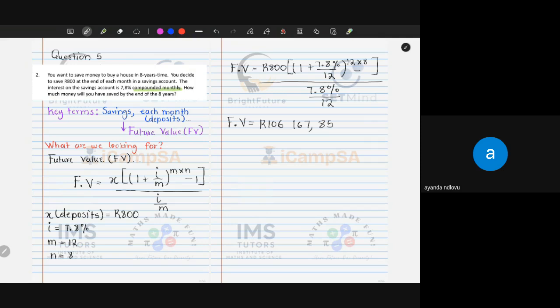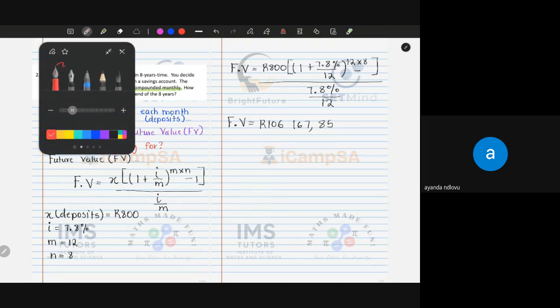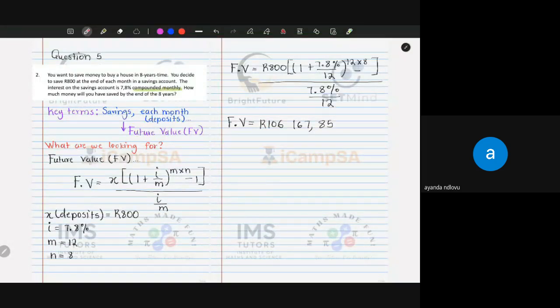So this is what happens, guys. Every month we say, okay, I'm going to put 800 rands in the bank. The bank offered me an interest rate of 7.8. I'm going to do that for a straight 8 years. I'm disciplined. 8 years later, when I go in the bank, they say you have 106,167 and 85 cents. Sounds like a lot of money, isn't it? But I want to see the profit here. How much money did I actually make?